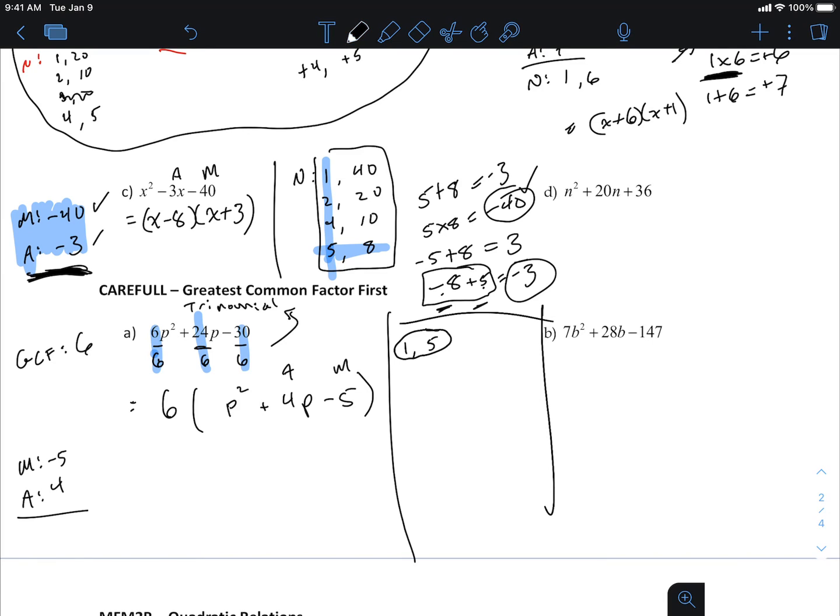You're like, okay, well, I need it to be positive 4, but it needs to multiply to negative 5. Well, that sounds like 1 times negative 5 gives me negative 5. But 1 plus negative 5, that's negative 4. That doesn't work. You need to equal positive 4. So all you have to do is switch the negative. Negative 1 and 5. Okay, once you have that, that replaces, you go p minus 1 times p, and you're done.